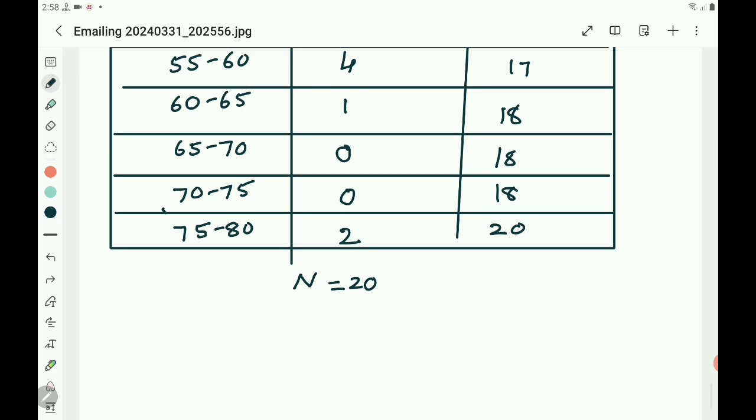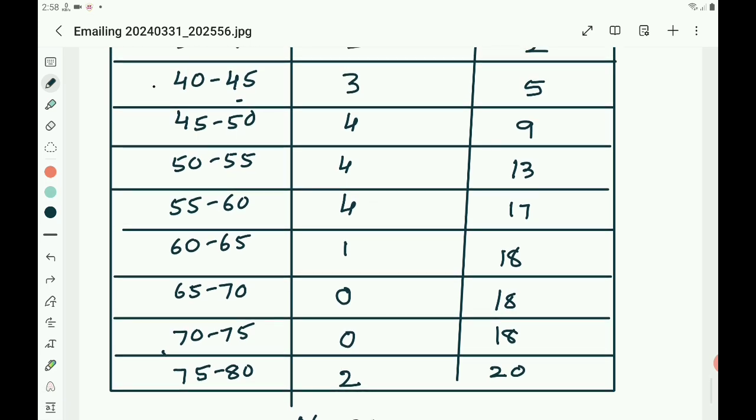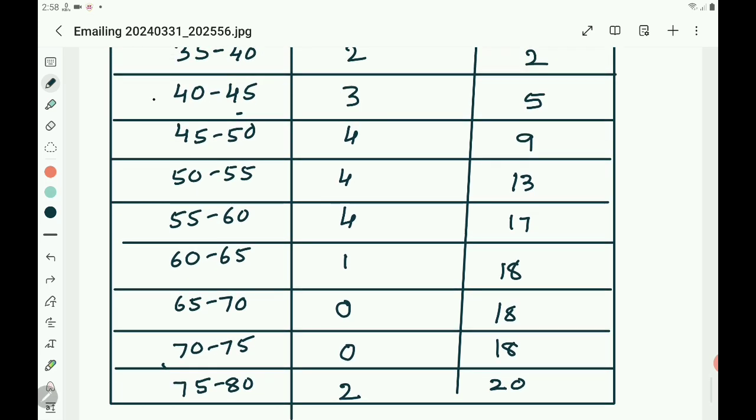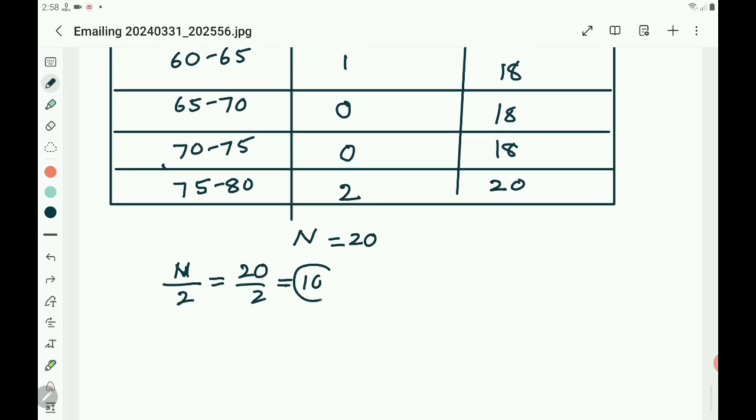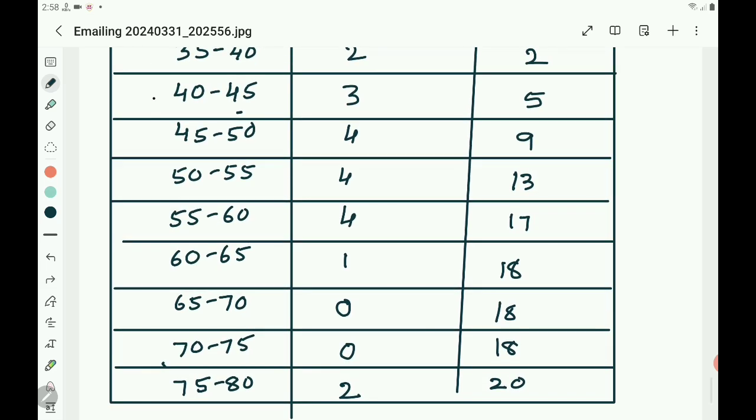Now you find n by 2. Where the median falls, that you have to identify. N by 2 is equals to what? 20 by 2, because n is 20. That is equals to 10. We got n by 2 is equals to 10. So with the help of this, we have to find the median class. How will you get the median class? Here we have to find the CF which is nearer to 10 and greater than 10. That is 13. So 13 is the CF of which class? 50 to 55. So we can write the median class is 50 to 55.